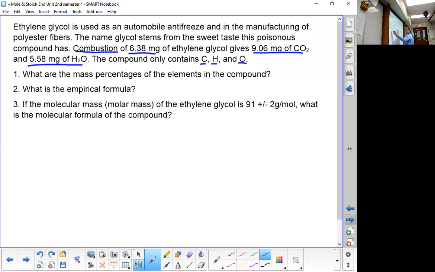So this is combustion of a hydrocarbon, and it says it contains carbon, hydrogen, and oxygen. We don't know the ratios. That's being burned in the air.